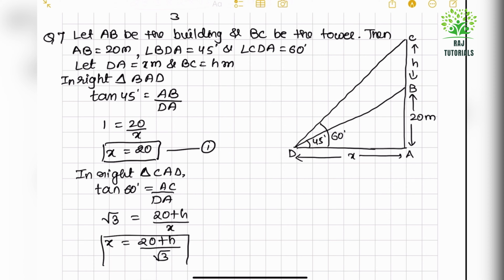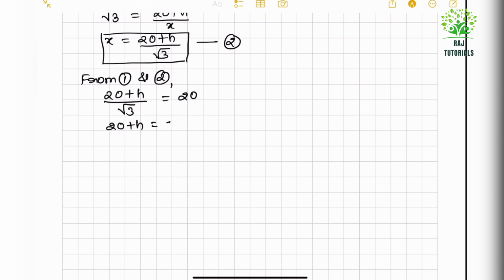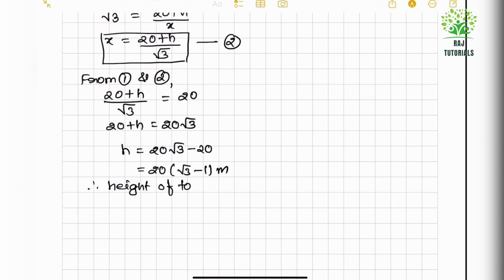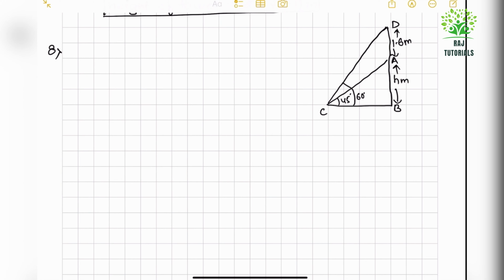Now I am giving this as second number. Now from 1 and 2, LHS are equal, so RHS will be equal. So I can say 20 plus h upon root 3 equal to 20. So 20 plus h equal to 20 root 3. So h equal to 20 root 3 minus 20. So that is 20 into root 3 minus 1 meter. So height of tower.